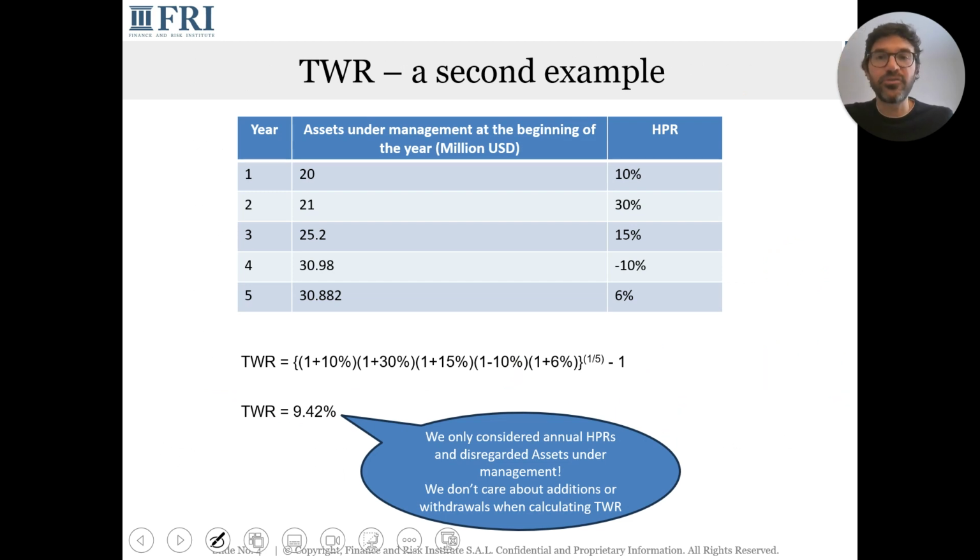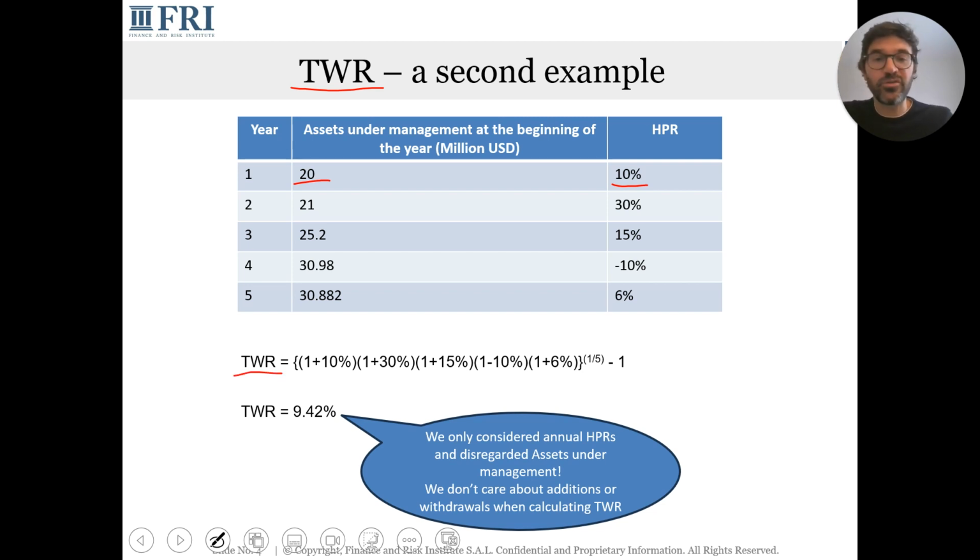That's the second example of calculating a time-weighted rate of return. You have a portfolio manager managing $20 million at the beginning of year 1, with a holding period rate of return of 10%. The manager achieved 10, 30, 15, negative 10, and 6 percent during the 5 years under consideration. We are given the assets under management, but we know this is a distractor. When calculating time-weighted rates of return, we don't need the amount of money that is managed.